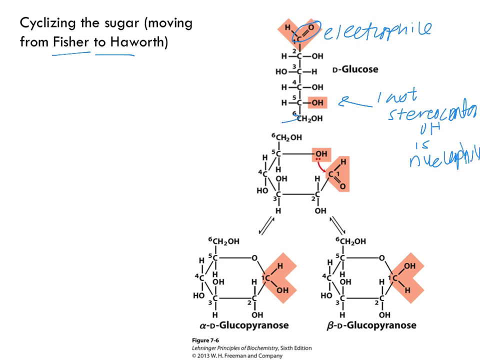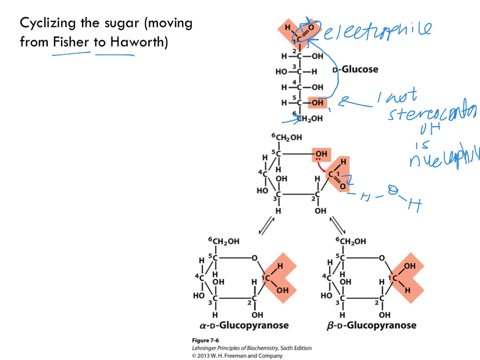It turns out this very last carbon at the end here is not chiral typically. So this OH that's attached to carbon number 5 is the last stereocenter. So this OH is going to attack this carbonyl carbon, push these electrons up like it's shown here, push these electrons up, and then this will grab a hydrogen probably from water.